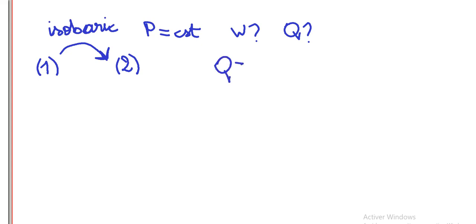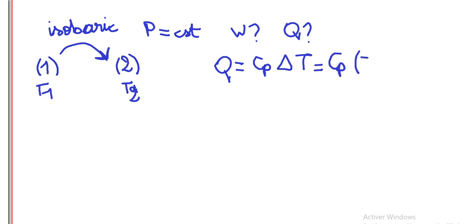For the heat, it's going to be this expression that you have to use. So Cp delta T. The variation delta T is always the final temperature of this transformation minus the initial temperature of this transformation. So we have T1 here, T2 at the final state, which means that the variation is going to be T2 minus T1. So that's it for the heat.